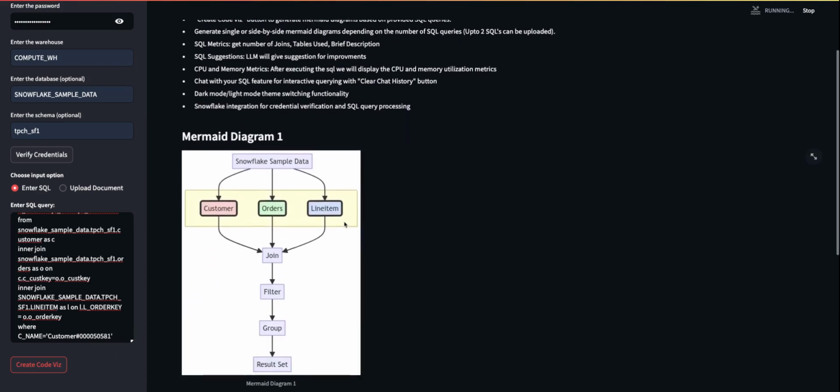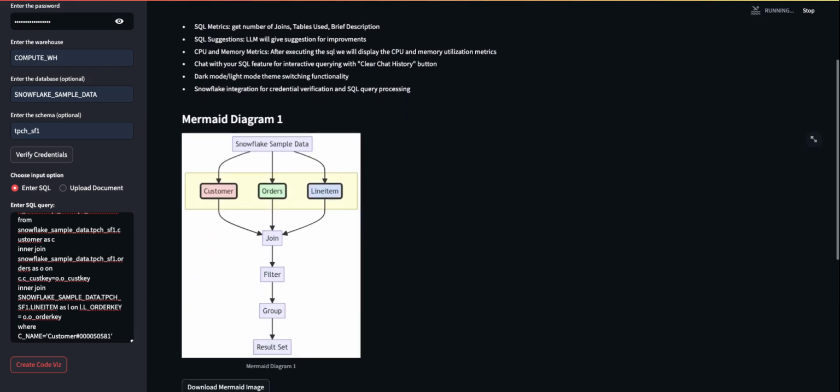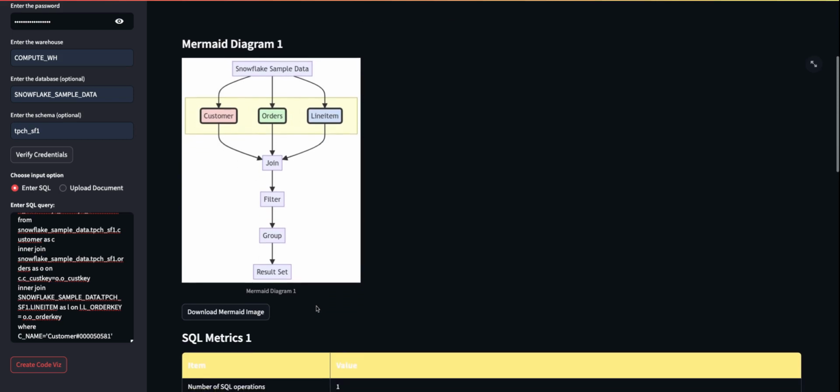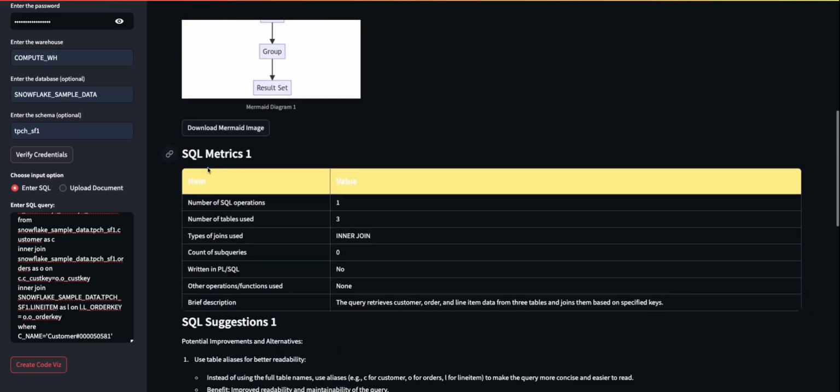This mermaid diagram is, we strongly believe, a comprehensive flow diagram of all the tables being used in the SQL and the execution flow of the SQL, including any joins, filters, and aggregation operations. Irrespective of the user, this diagram will show what is happening in the SQL. Then, followed by the mermaid diagram, we have some SQL metrics.